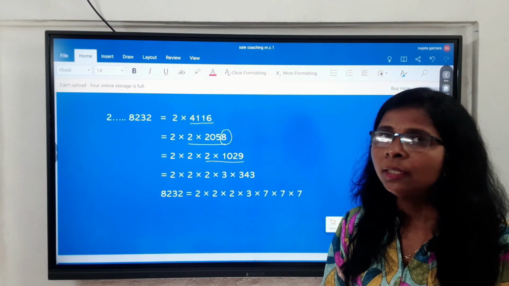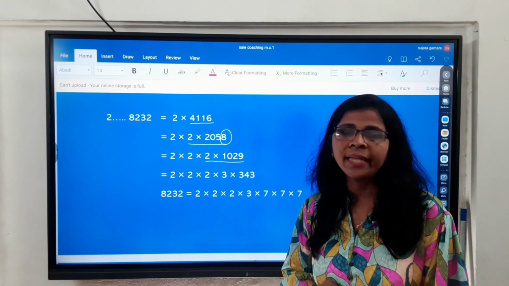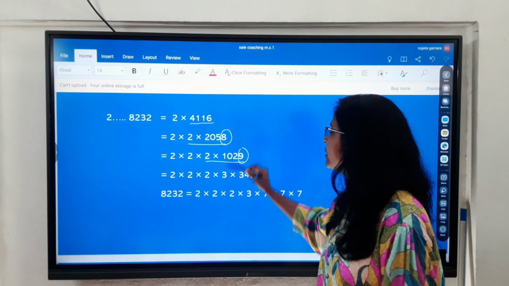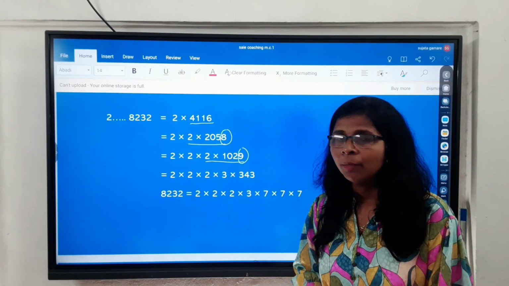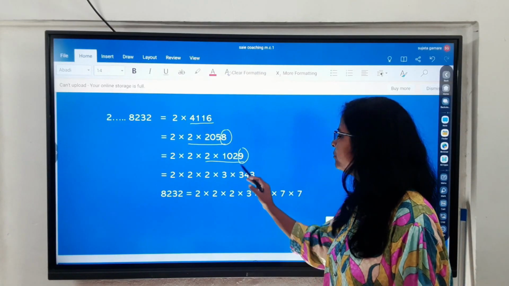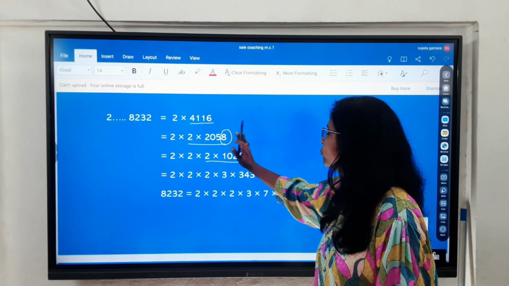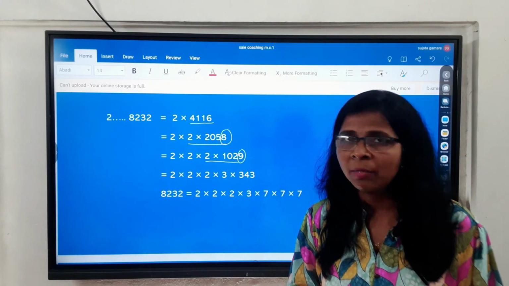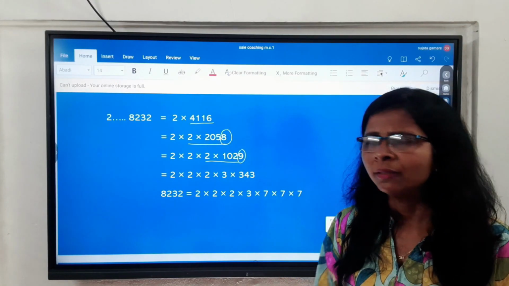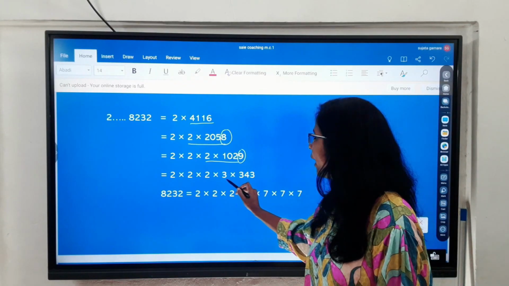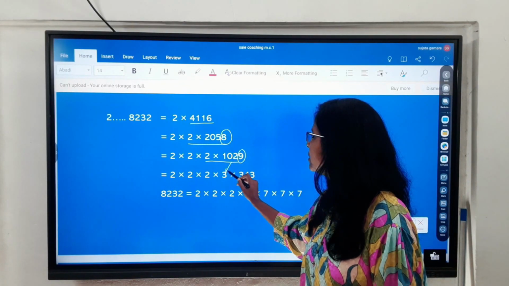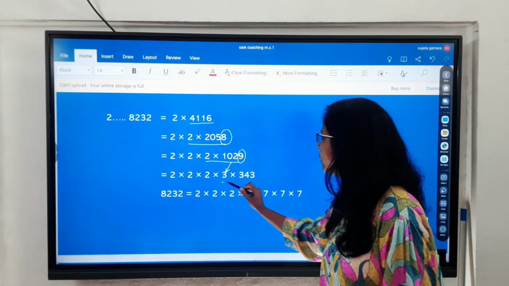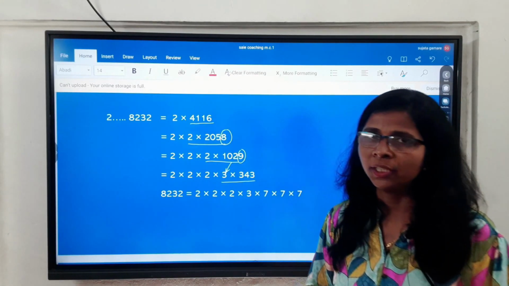Again here the number is 1029, and I see the unit place number, which is 9. So the unit place number is 9, so it is not divisible by 2. So I go further, and I know that this number is divisible by 3. So this way it factorizes as 3 into 343.